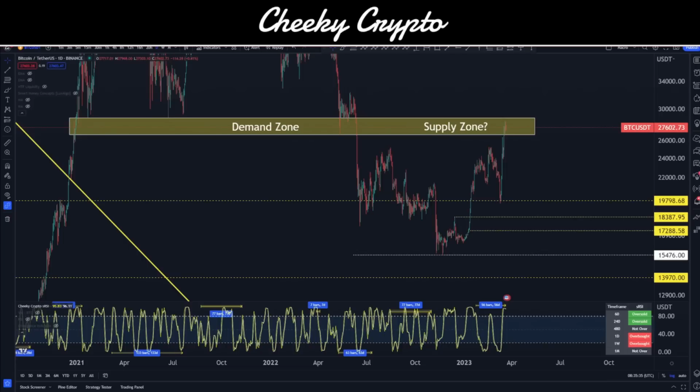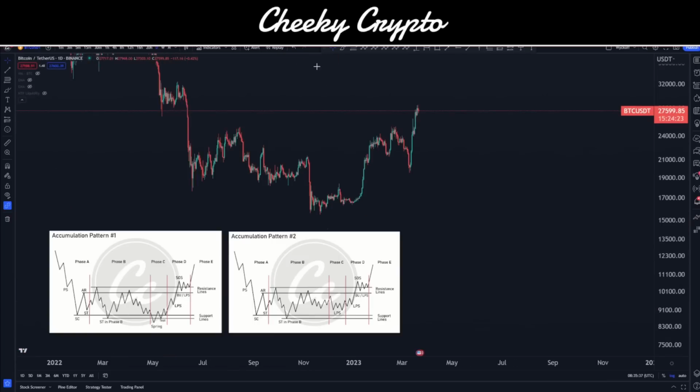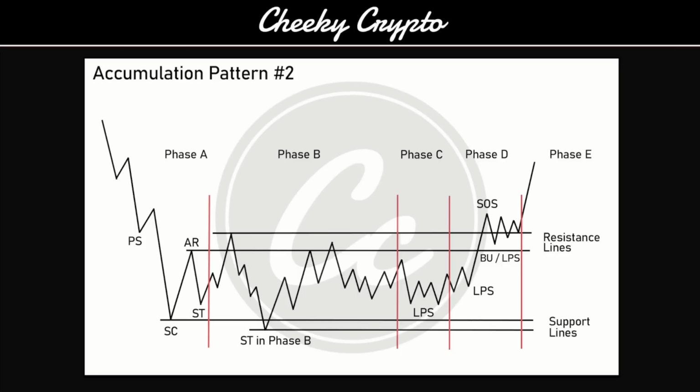Let's jump right down into this one though. What we're going to do is start with this blank canvas essentially. There are two schematics. I've spoken about this before. We have pattern number one, which is this one here, and this one actually has a spring event. You can see it down at the bottom here. Everything in phase A and half of phase B remain the same, but you end up with a slightly different second half of phase B and no spring event in Wyckoff accumulation pattern number 2. So you can see that there's no spring pattern in here.